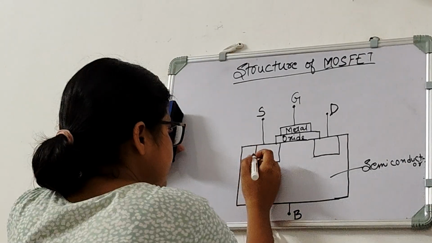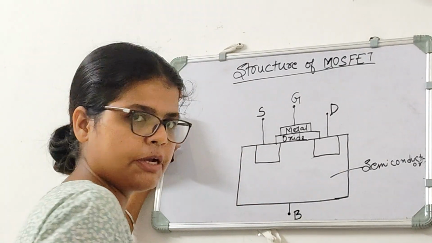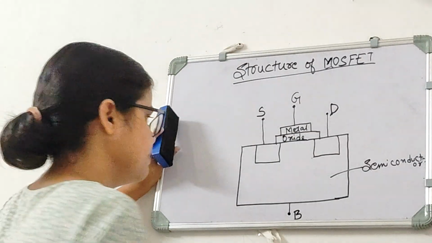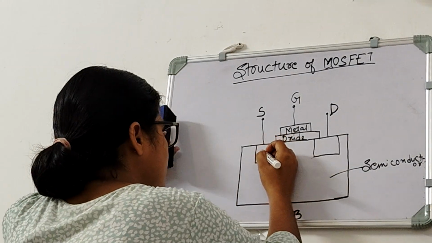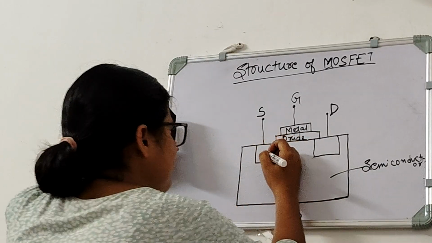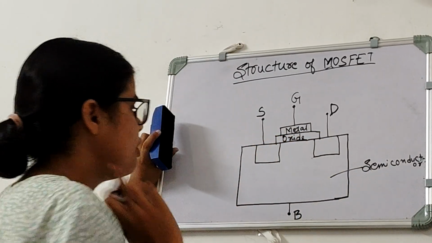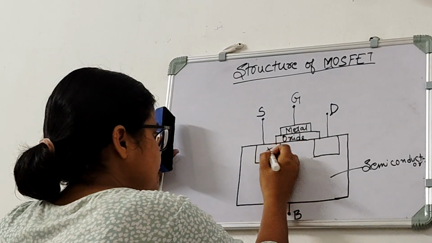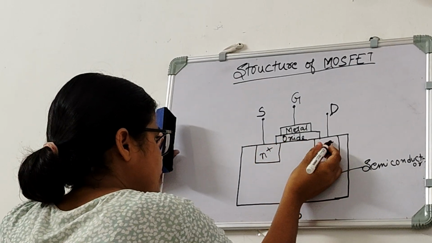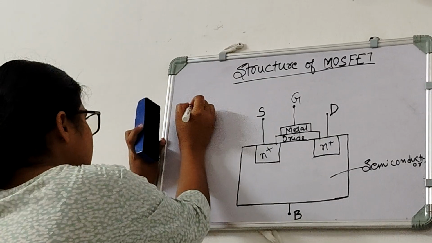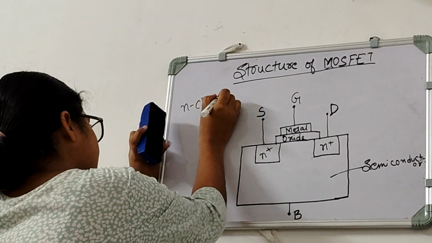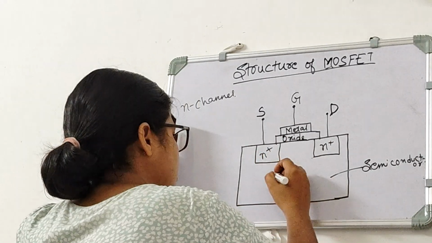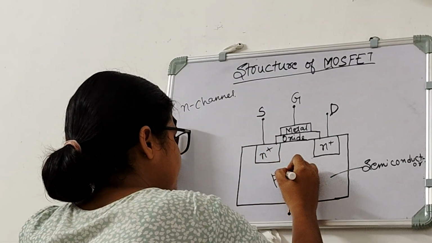Now these two boxes are also made of semiconductor, but they are made of highly doped semiconductor. And one more thing, depending on the type of MOSFET we are studying, it will be decided whether it will be N plus material or P plus material. Let's consider we are studying N channel MOSFET, so it will be N plus, and this semiconductor will be P substrate.